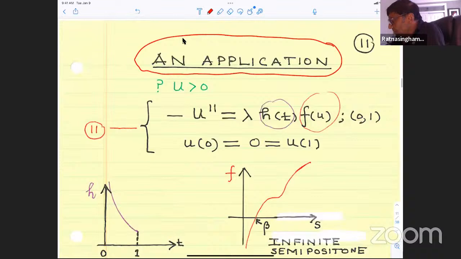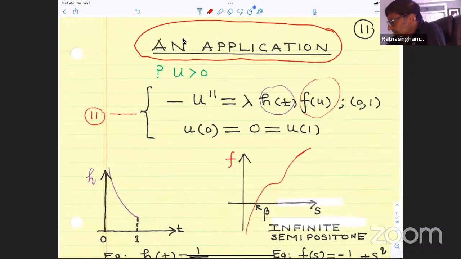That's a boundary value problem where, of course, the p-Laplacian version is there, but let's look at the Laplacian version of the problem for the talk today. You can read the p-Laplacian version in the paper that is attached to these slides.